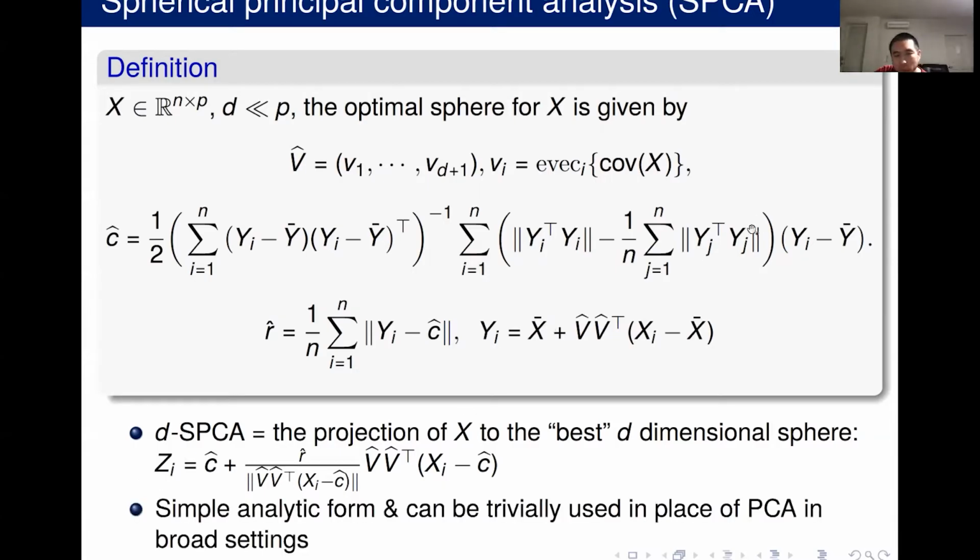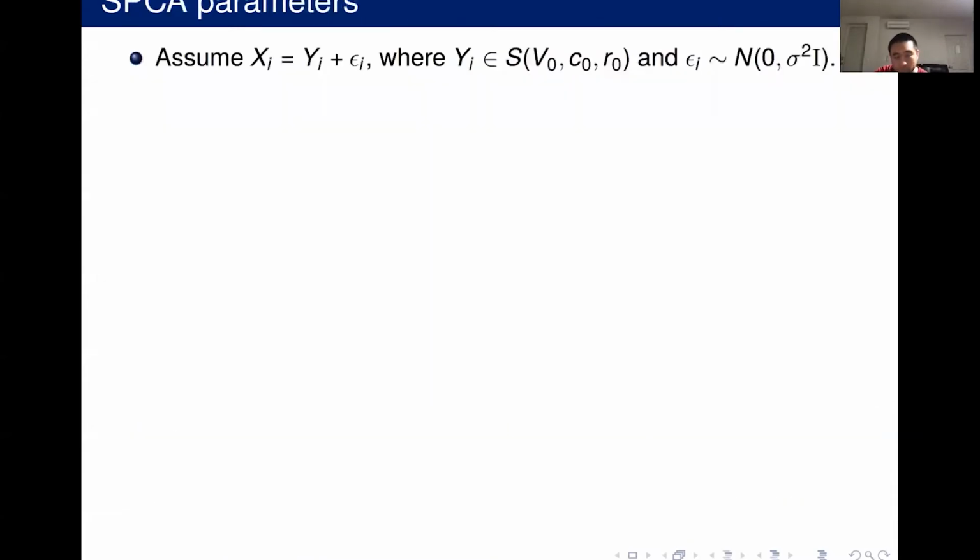And you can tell that everything here is in analytic form, so we don't need any gradient descent or other numerical method. And this SPCA can be trivially used in place of PCA in broad settings. We'll see this later on in this talk.